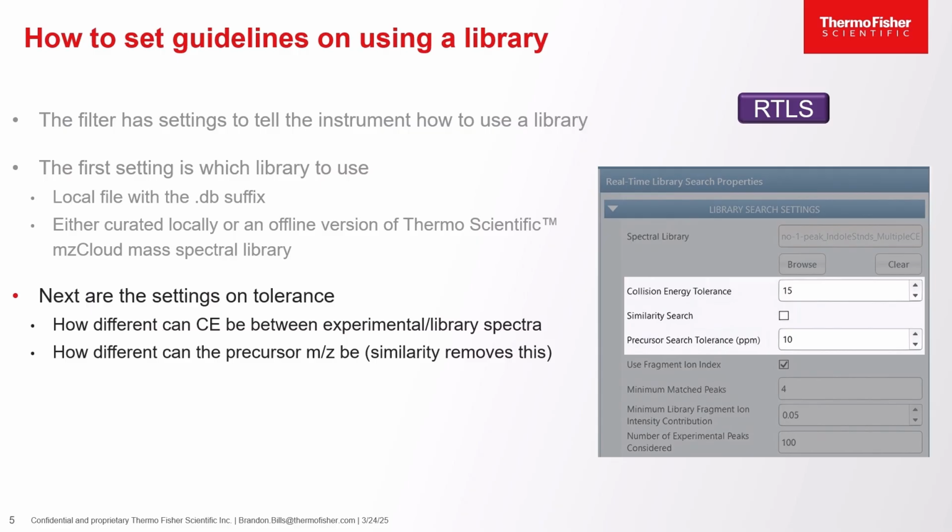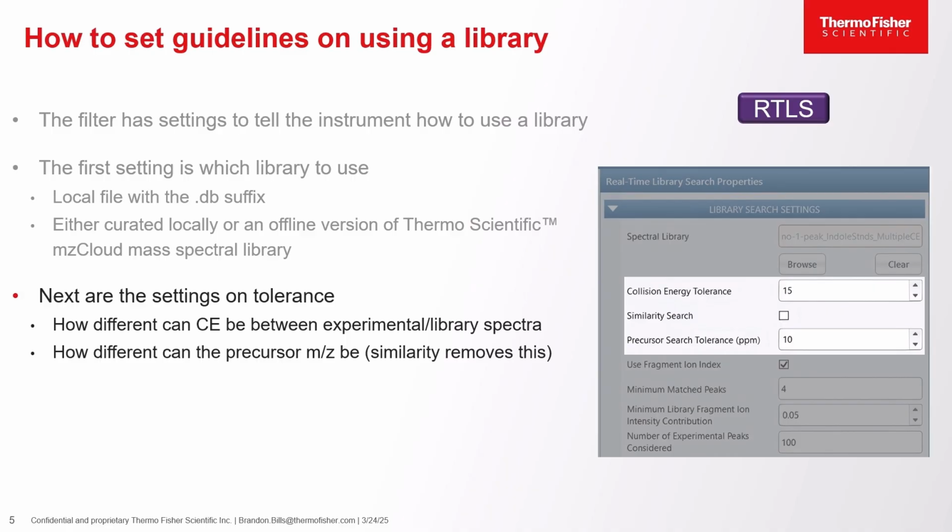Next, we have the setting tolerances. This is how close the settings in the experiment need to be to the library for it to be considered a valid comparison. For example, the collision energy tolerance means that the experimental collision energy must be within this value of the library collision energy, or it's not considered a valid comparison for generating a score.